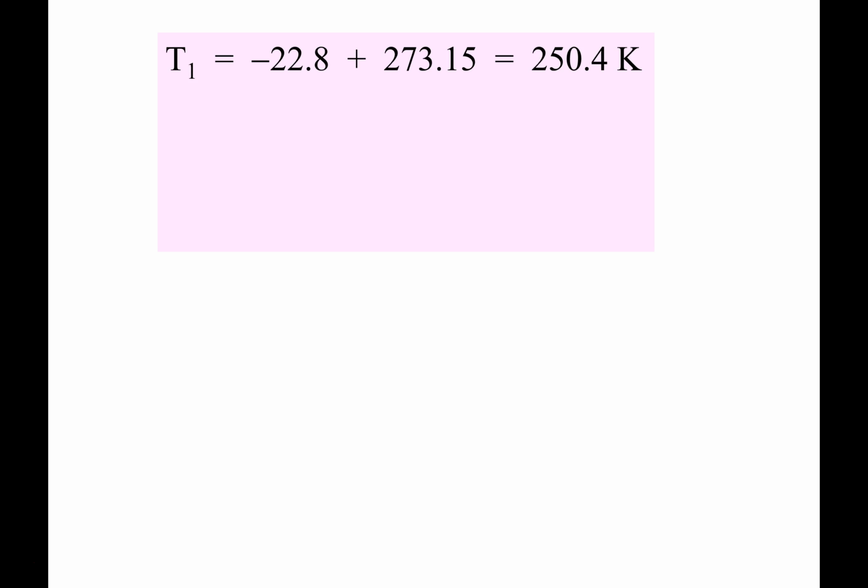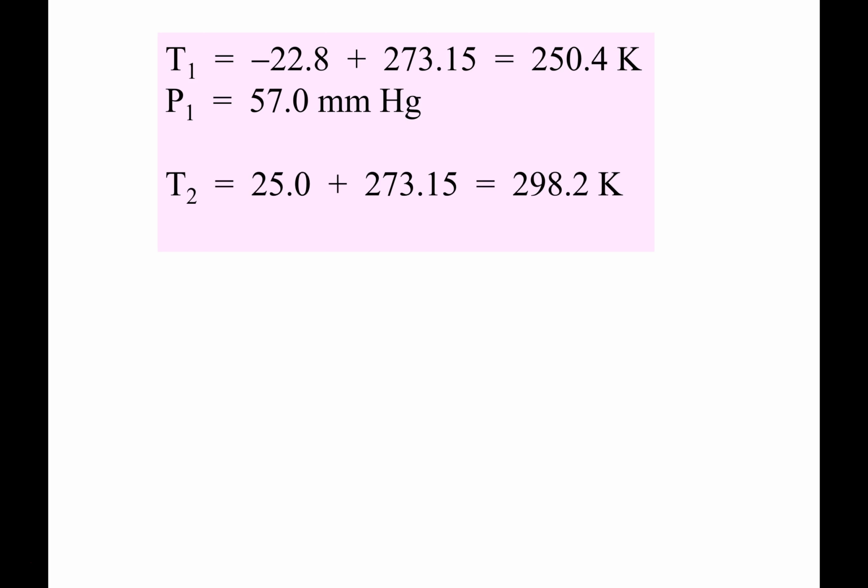I think we had talked about this. Notice I'm not going to stop with just 273, because the temperature I need to adjust has at least 1 decimal. So the first temperature was 250.4 Kelvin. That corresponded to a pressure of 57.0 millimeters of mercury. Need to fix the second temperature. We take 25.0 plus 273.15, and we get 298.2 Kelvin. And the second pressure, remember, was a higher equilibrium vapor pressure of 534 millimeters of mercury.